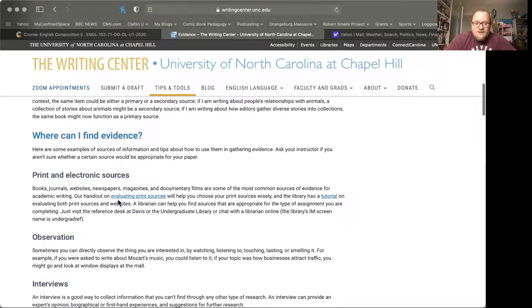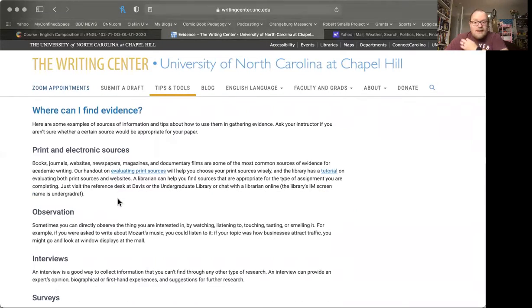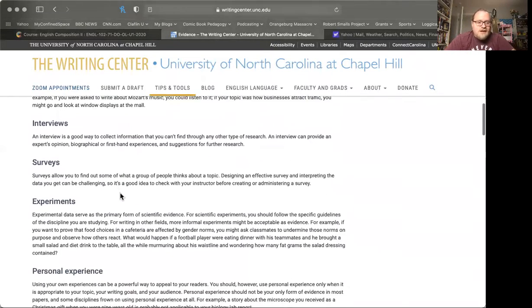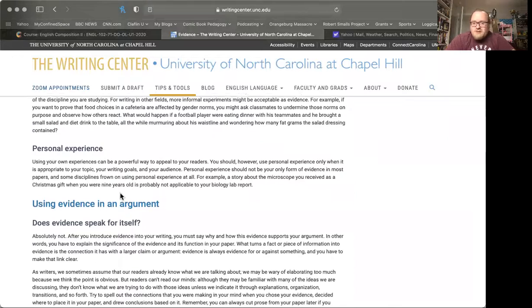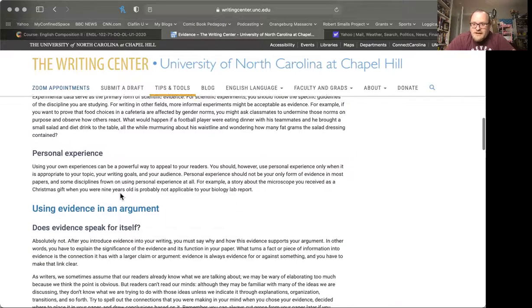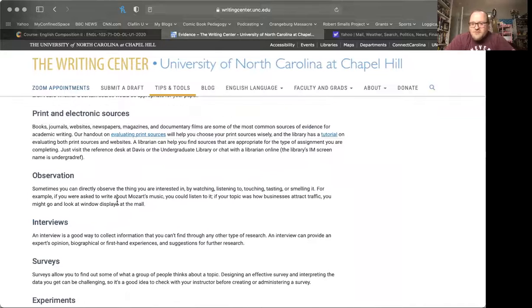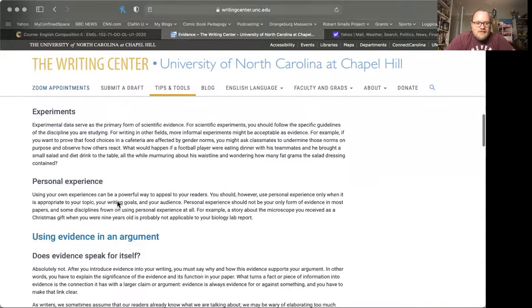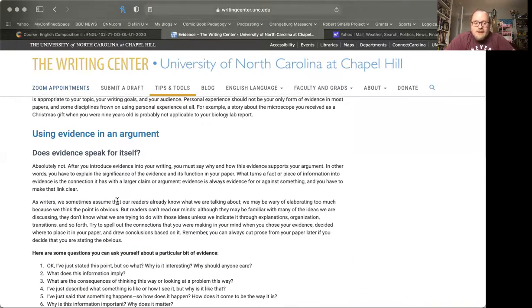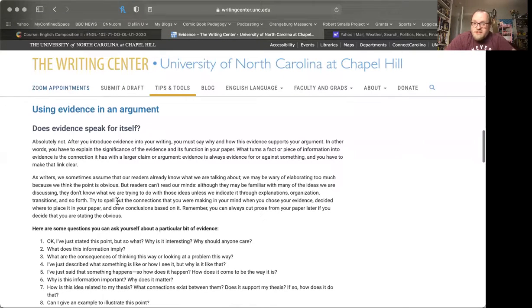Talks about finding evidence, finding both print and electronic, the observations, interviews, surveys, experiments, personal experience. These are all different types, depending on what genre we're working on or what discipline. For example, observation, if we were more in a science-based one. Then it talks about using evidence in an argument. Does the evidence speak for itself? It does not. That's a really good point that it's making here.